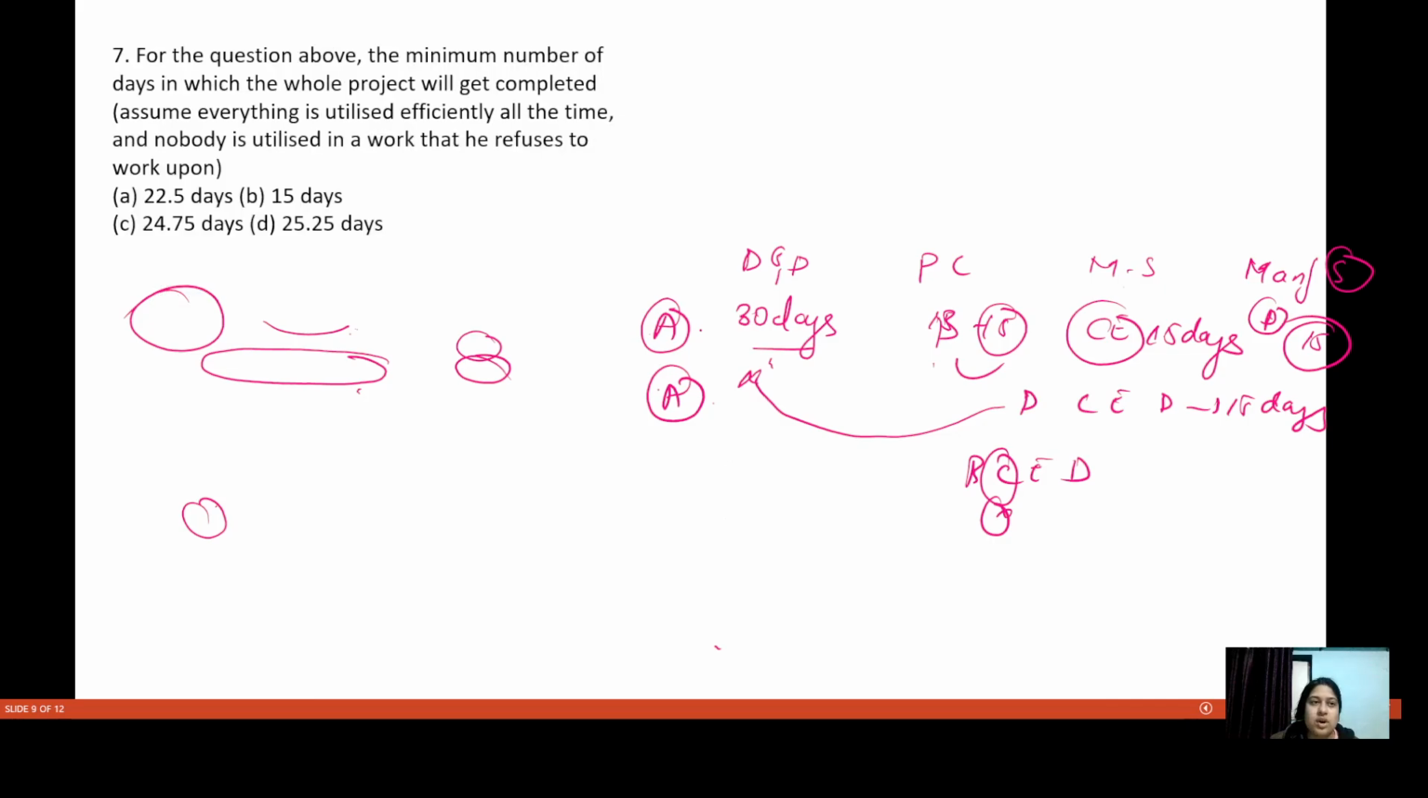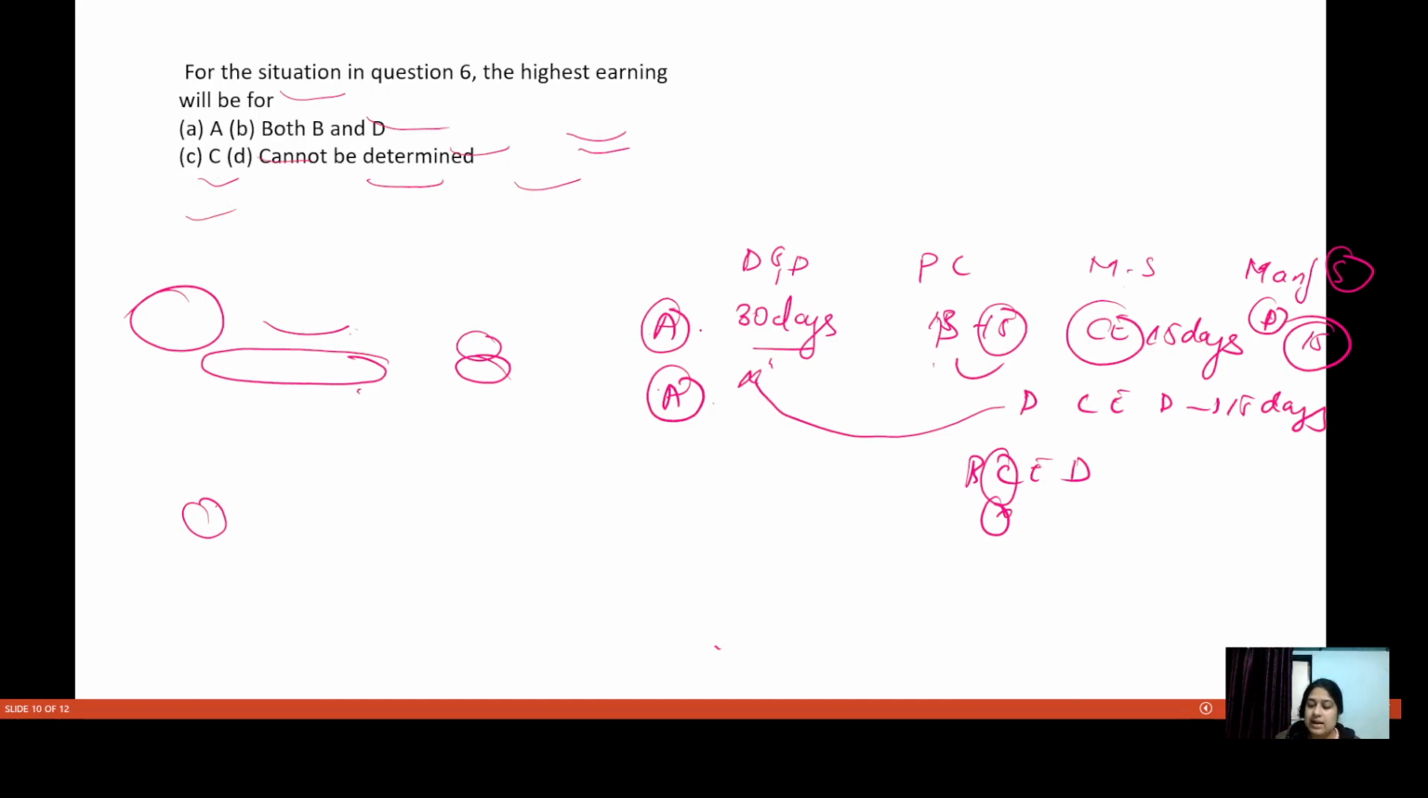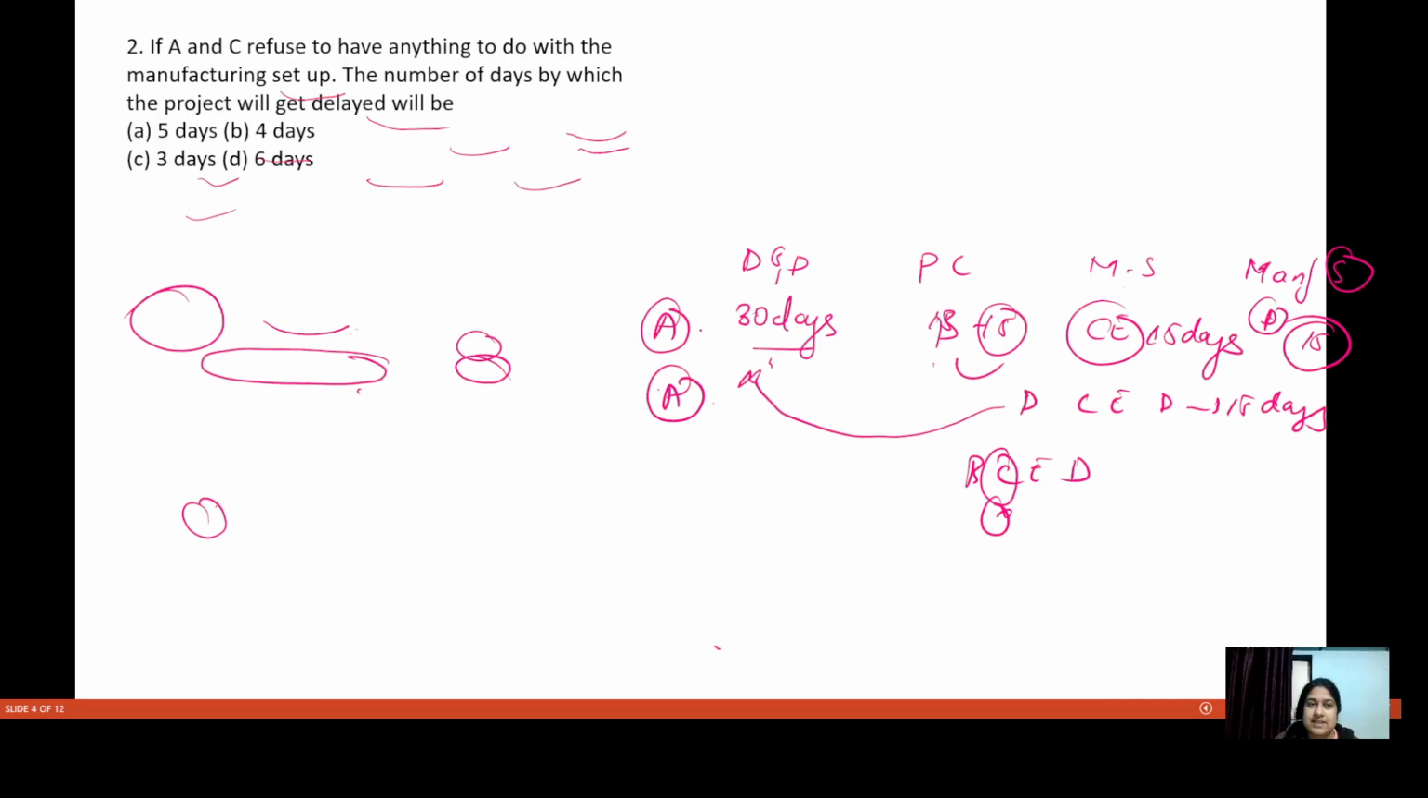Now let's move on. What is the seventh question saying? The seventh question is saying, for the above question, that is the sixth question, the minimum number of days in which the whole project will get completed, assume everything is utilized efficiently all the time and nobody is utilized in a work that he refuses to work upon. So we have this setup now, and let us see how many days it will take.